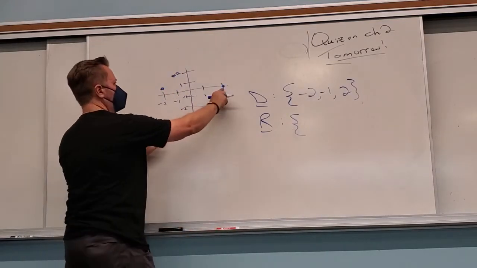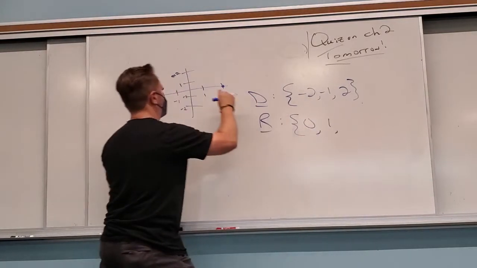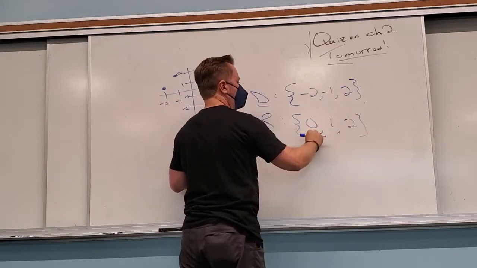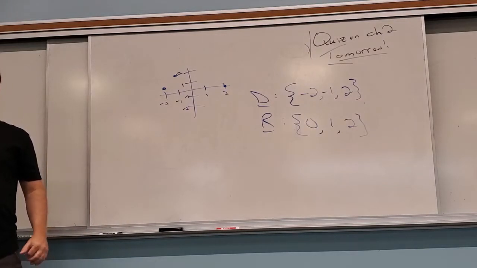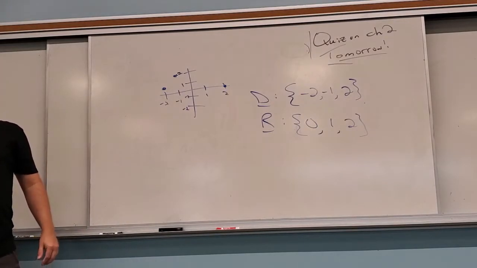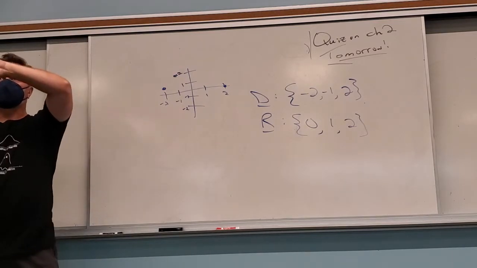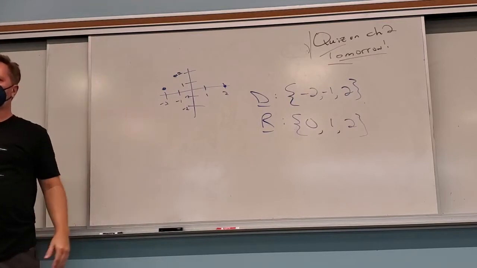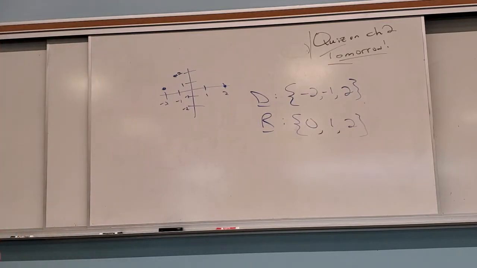Okay, sure. 0, 1, 2. So these are all the inputs that have these numbers as outputs. So that's like the ultimate. You don't need interval notation, because interval notation is what I use when I have everything between things. Here it's just discrete points. Okay.